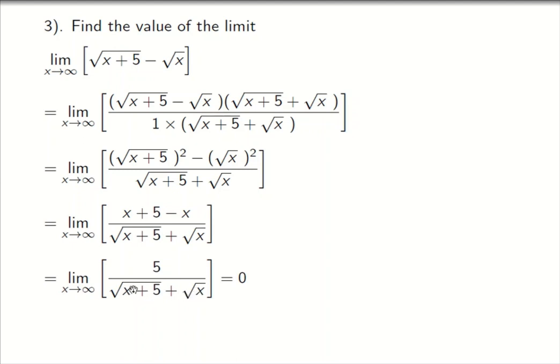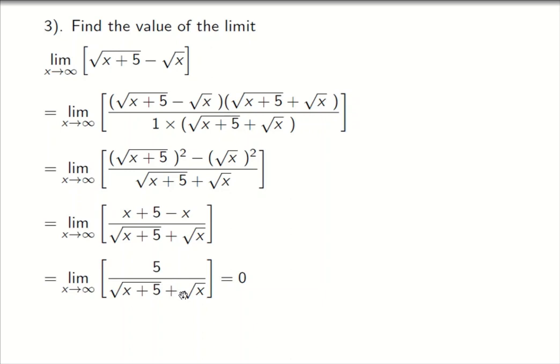Right, now if I put infinity here, we are saying that infinity is a very large number. So if I put infinity in place of here, it will be infinity plus 5, which will still be a large number. And the square root of a very large number will also be what? A large number. Plus the square root of a large number, which will also be what? A large number. When I sum them, I'll still get another large number. So 5 over a very large number is 0.